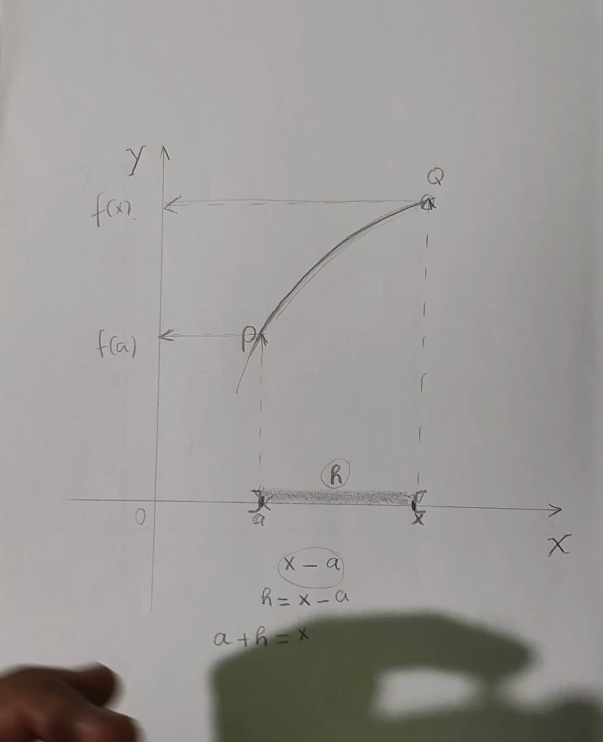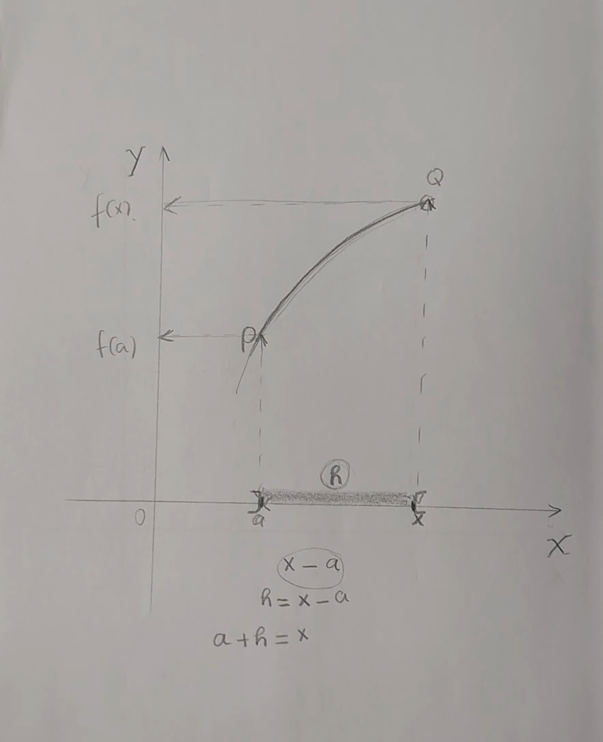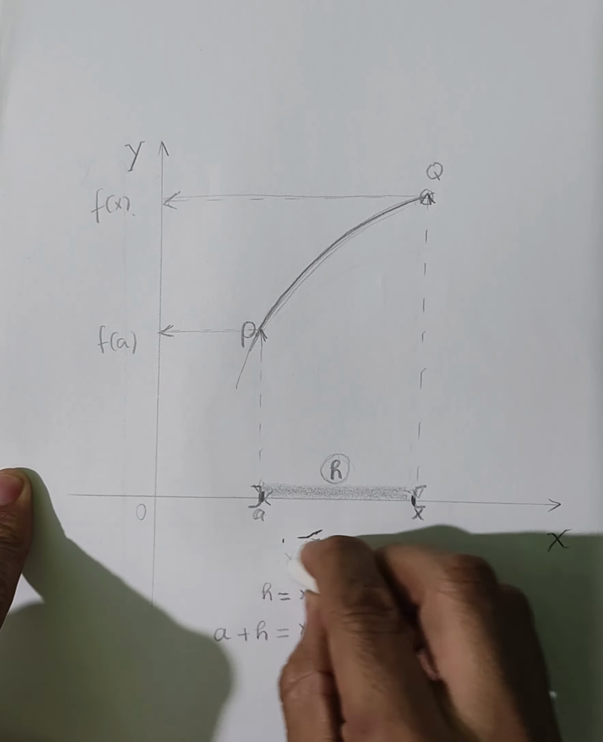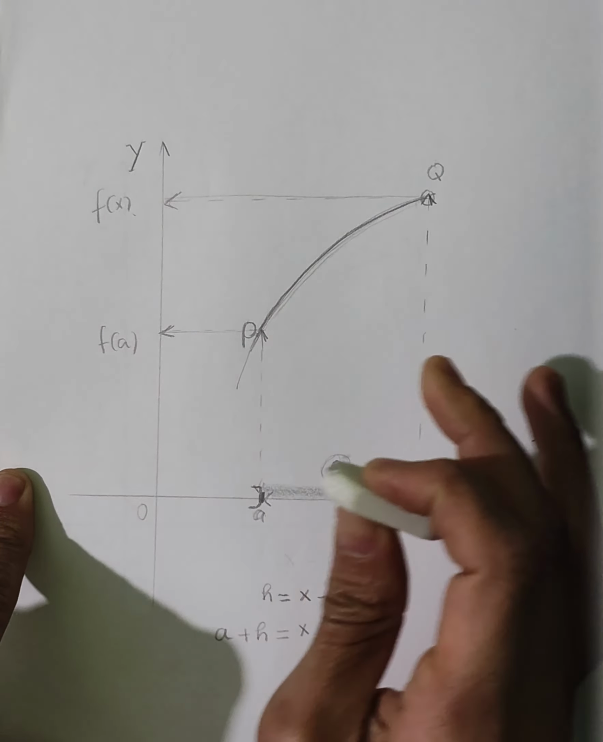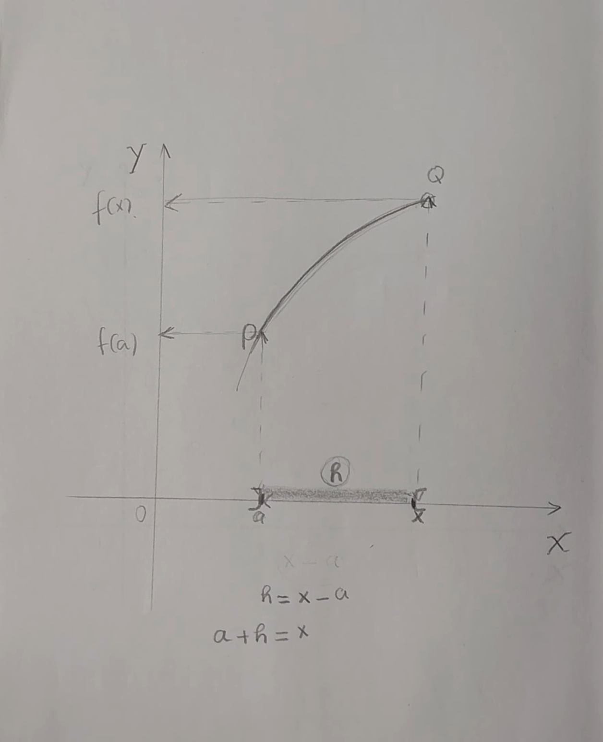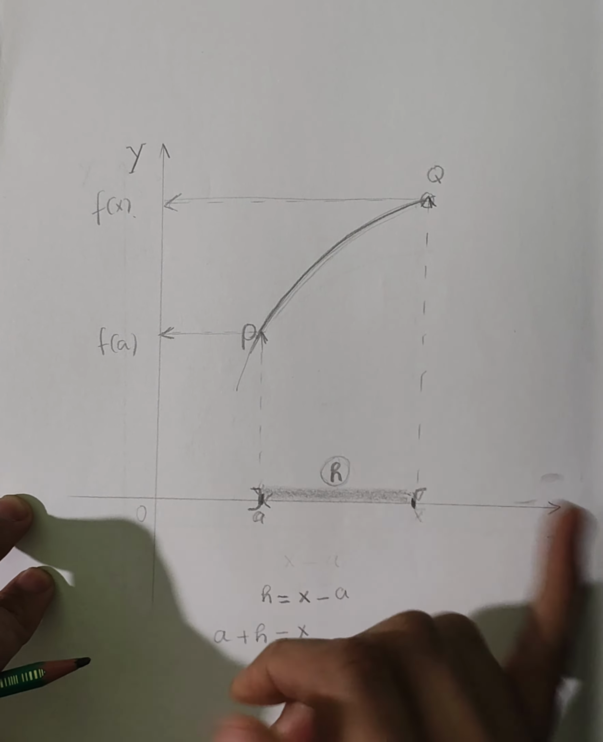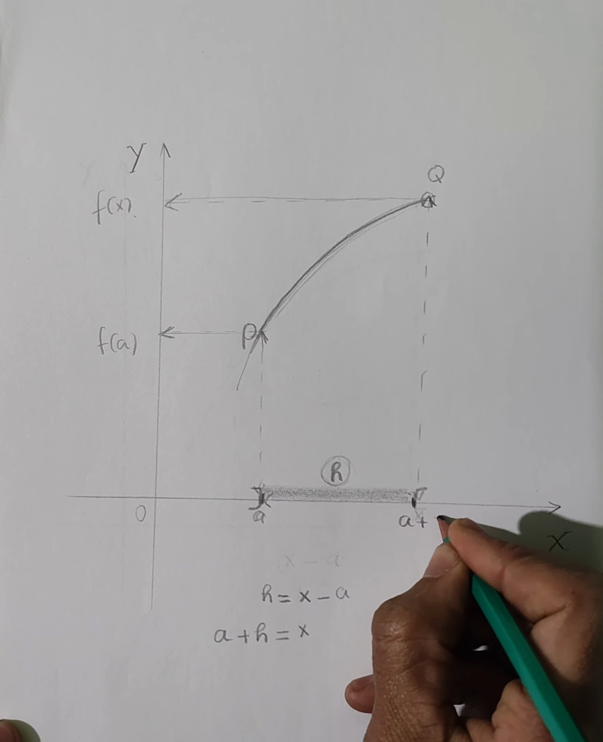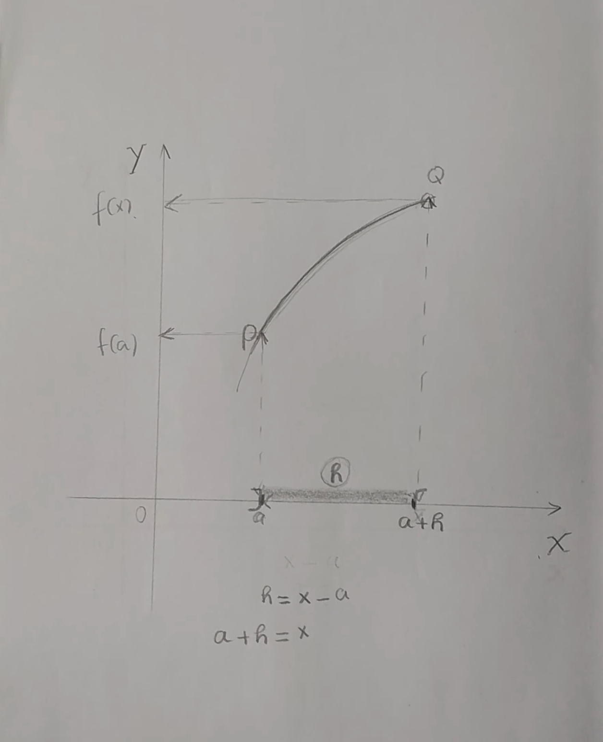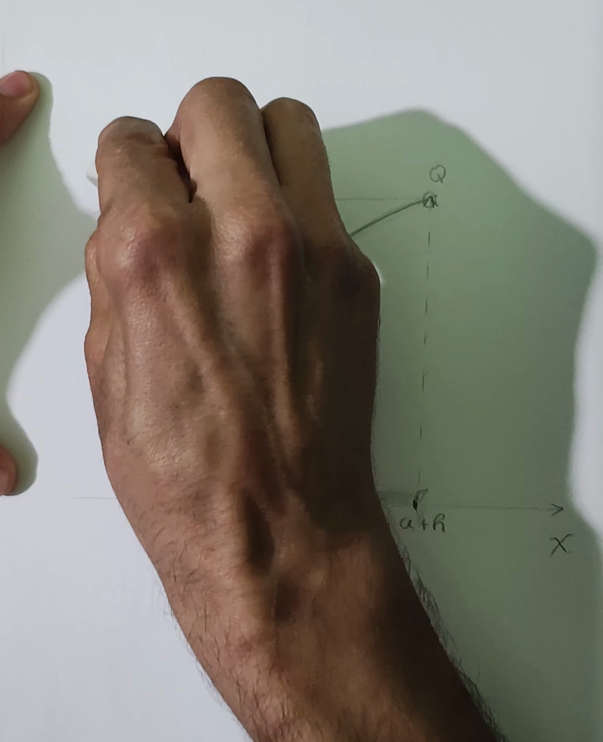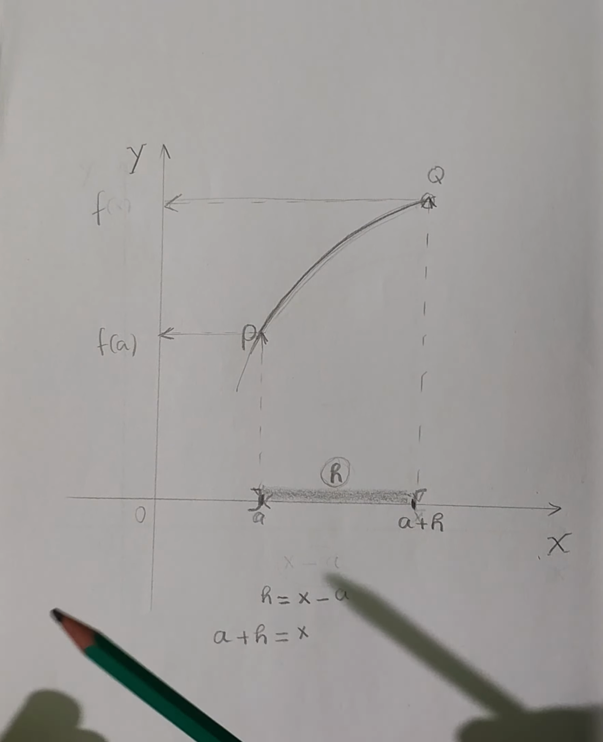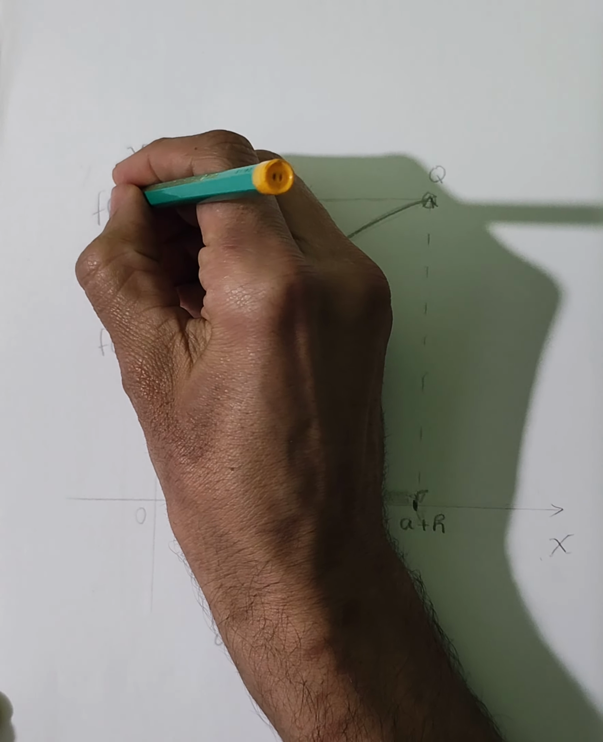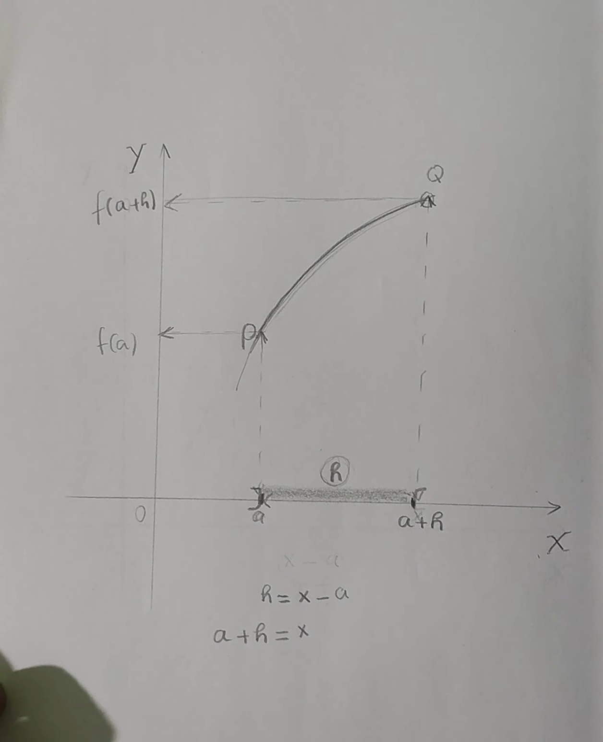And to keep only one value, we go from this value and we replace x here by this value a plus h, and we do the same thing in the y-axis, and we make f of a plus h in the place of f of x before.